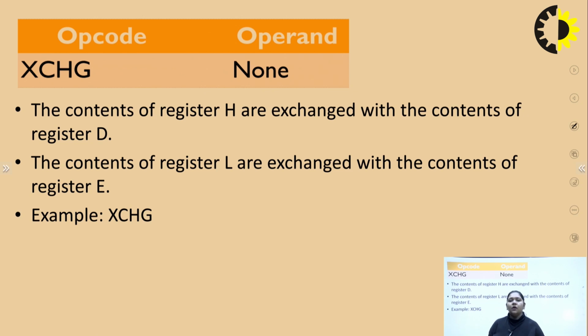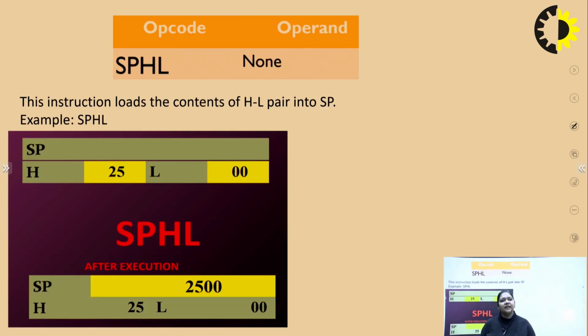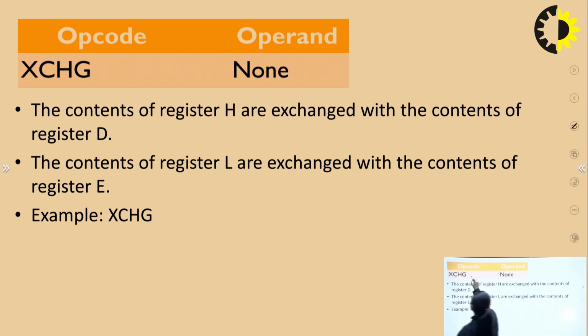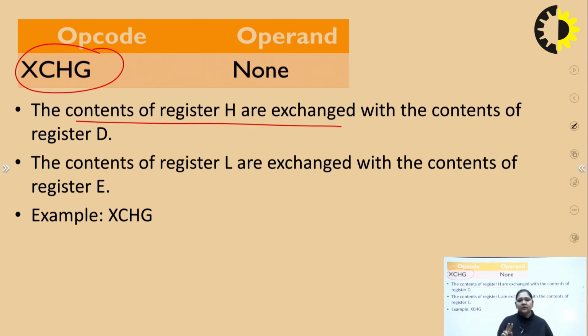Next is exchange. Now there is a confusion between exchange and XTHL. This and this. So we have to look for the opcode. It is XCHG, which clearly signifies we have to exchange. Now the operand is not given. This opcode is enough to explain the instruction. What is going to happen? The contents of the H register will be exchanged with the content of register D. This is fixed. We cannot take any other register pair except HL and DE. So when the exchange instruction is there, we have to exchange, not transfer, the contents of the HL register pair with the contents of the DE register pair.